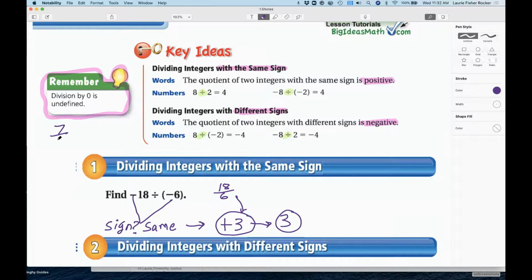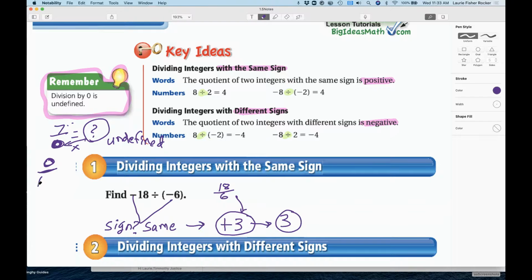If I have any number divided by 0, there is no number that can multiply by 0 and get something else. We can't come up with a number on the number line anywhere that would multiply by 0 and get something other than 0. And so when there is no defined number that can do that, we call that undefined. So if you have 0 in the denominator and any number on top, we call that undefined because it doesn't work.